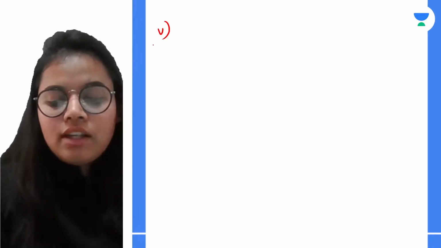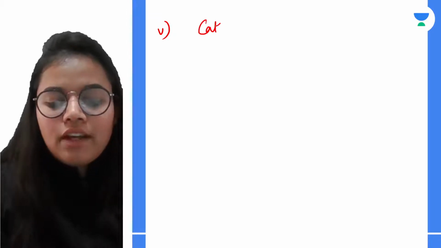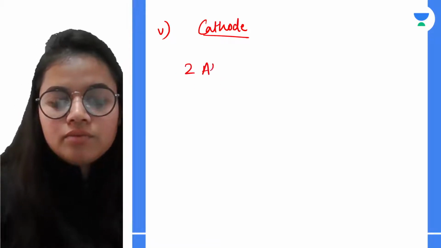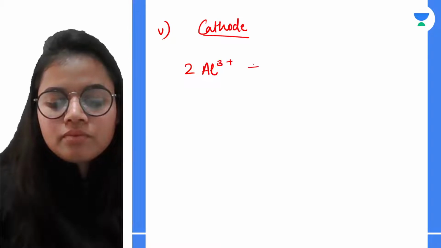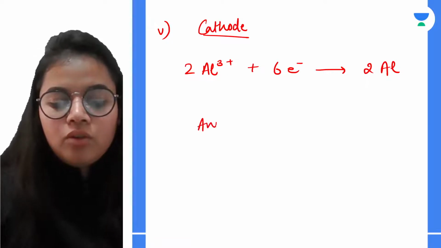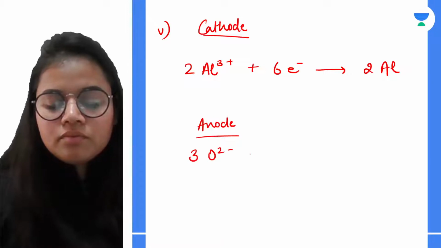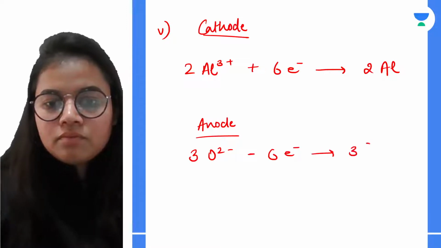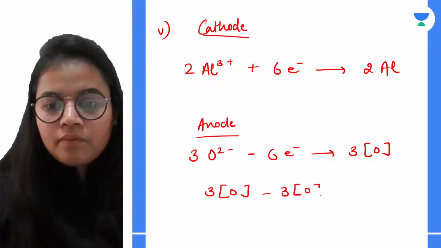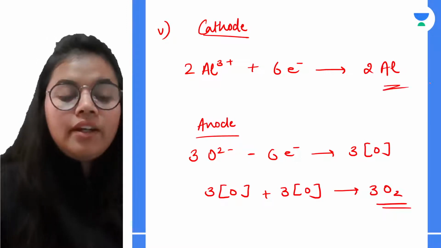Okay. Next question was, give the reactions taking place. The reactions taking place at cathode and anode, we will be discussing that. As we have already discussed, at cathode we will be getting the metal. So what happens at cathode? We get aluminium, and at anode we get oxygen. So we are getting oxygen at anode and aluminium at cathode.